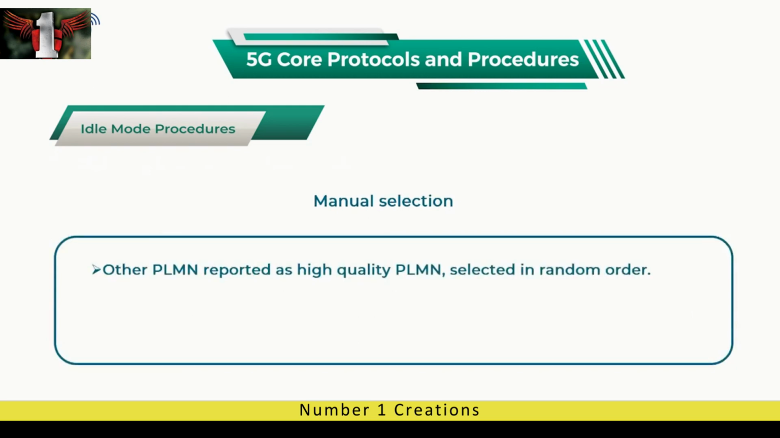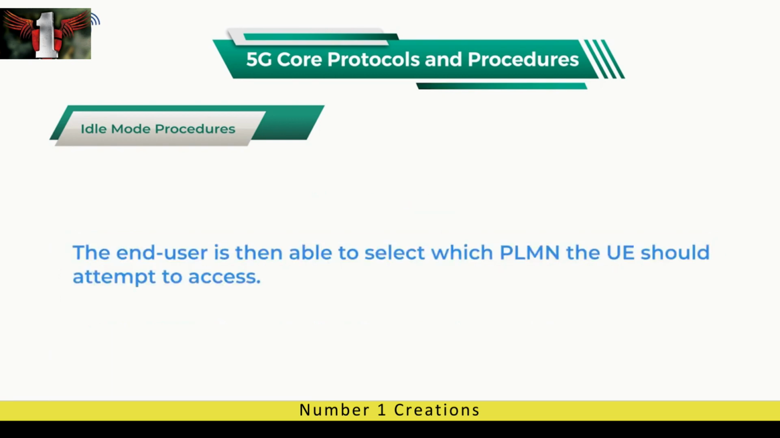Fourth, other PLMNs reported as high-quality PLMNs selected in random order. Fifth, other PLMNs selected in order of decreasing signal quality. The end user is then able to select which PLMN the UE should attempt to access.